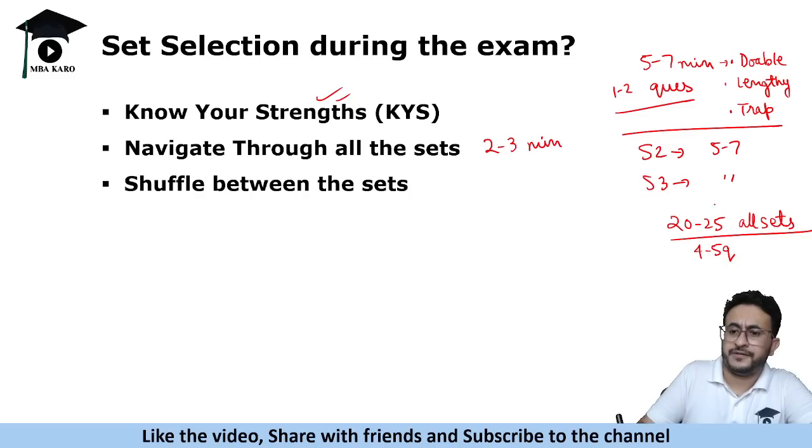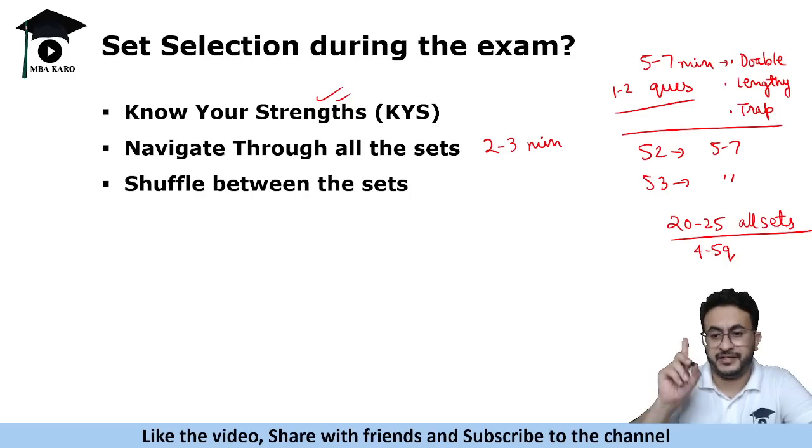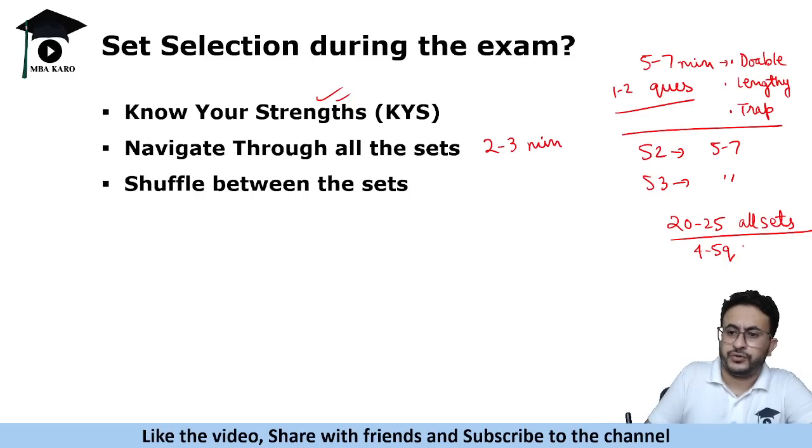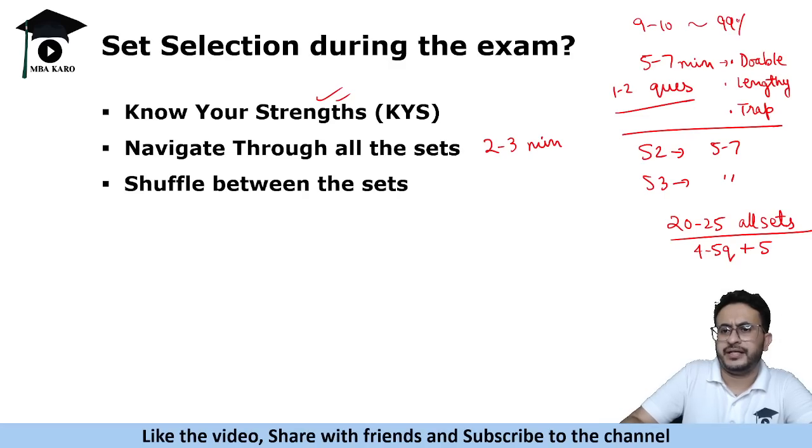Now you have around 15 to 20 minutes, there will definitely be a doable set. So from here you have picked a doable one plus 5 questions, so you have done almost 9-10 questions, which would approximately give you 99 percentile.